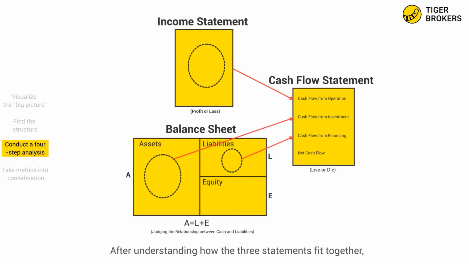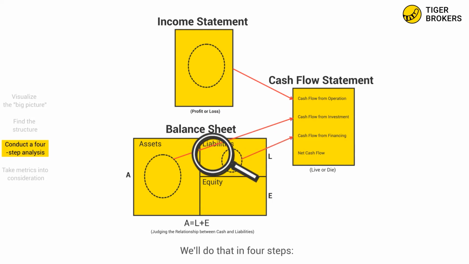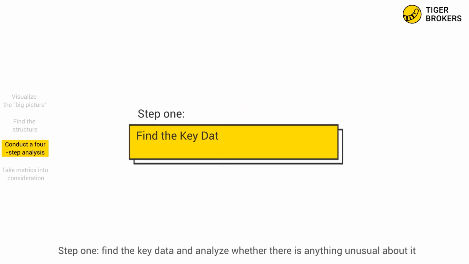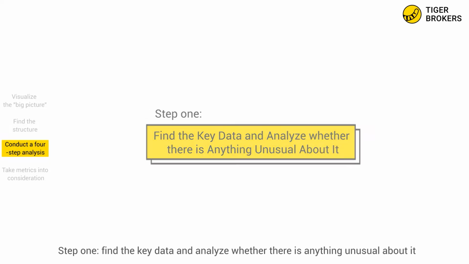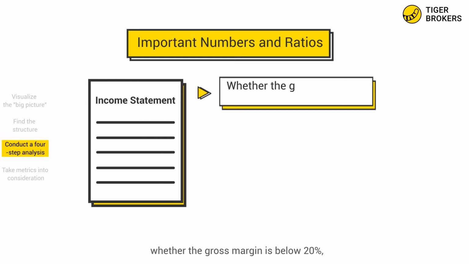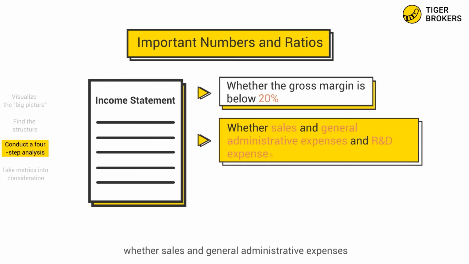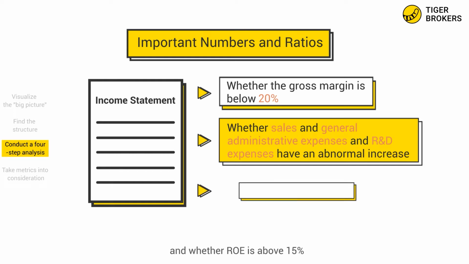After understanding how the 3 statements fit together, let's now do a detailed analysis of the data found in them. We'll do that in 4 steps. Step 1. Find the key data and analyze whether there is anything unusual about it. When looking at an income statement, you should pay attention to the following important numbers and ratios: whether the gross margin is below 20%, whether sales and general administrative expenses and R&D expenses have an abnormal increase, and whether ROE is above 15%.